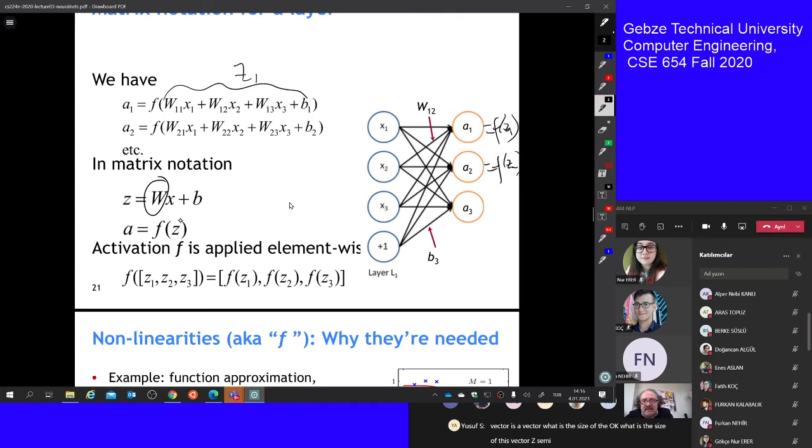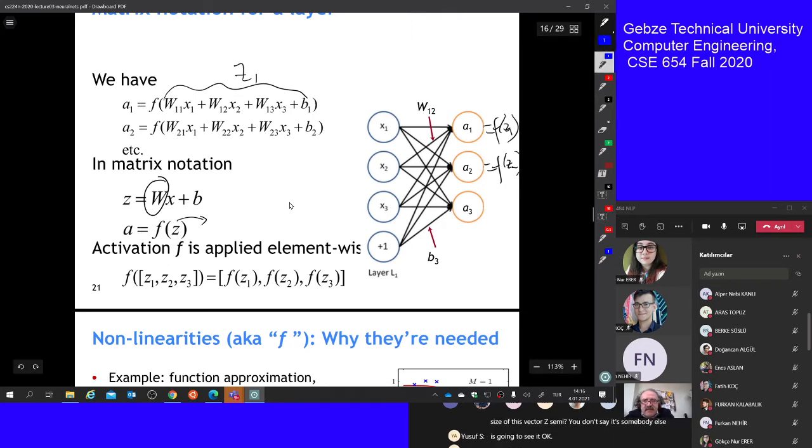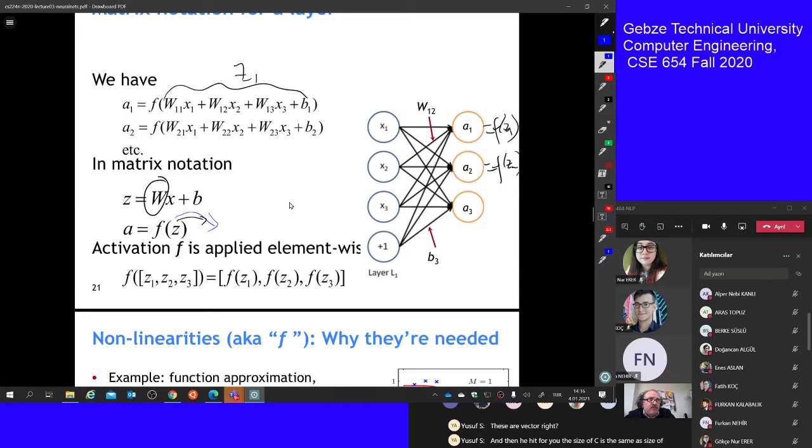Selman, you don't say it. Somebody else is going to say it, okay? What is the size of Z? Z is a vector, right? And a hint for you, the size of Z is the same as the size of A, and both of them are one-dimensional vectors. What is the size of Z?